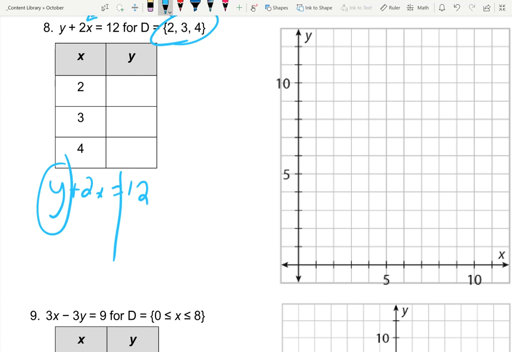Now, in order for me to do that, I got to move this 2x to that other side. Now, to cancel 2x out, I'll have to subtract 2x because, notice what happens here. 2x minus 2x is, well, 0, right? So that's going to be y plus 0, or just y, equal to, now because I subtracted 2x on the left, I have to subtract 2x on the right to keep everything balanced.